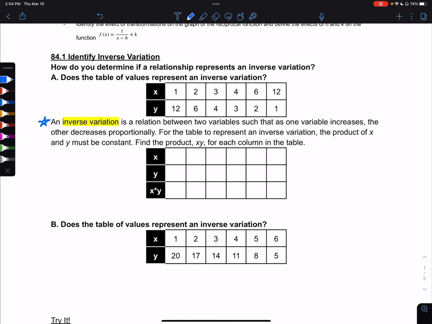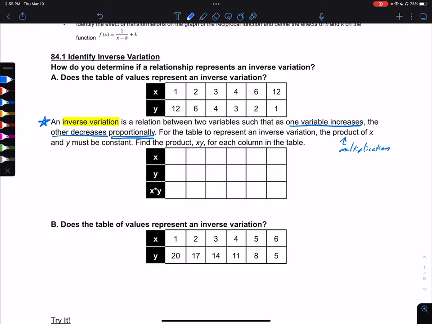An inverse variation is a relation between two variables such that as one variable increases, the other decreases, and it has to be proportional. So proportional is a key word there. One variable has to increase, could be x, could be y, the other has to decrease. For the table to represent an inverse variation, the product of x and y, so product, we're talking multiplication, must be constant. Find the product xy for each column in the table.